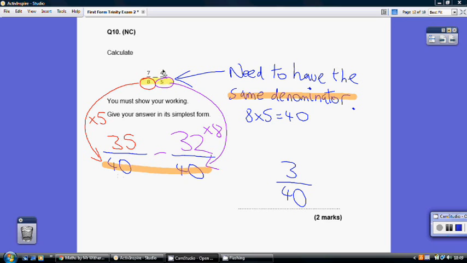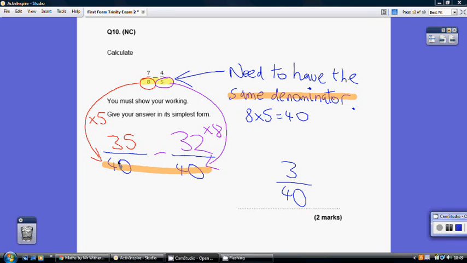Now moving on to the 4/5, same idea. We want it to be over 40. How do we turn the 5 into being over 40? We multiply it by 8. So we must, to keep it unchanged, multiply the numerator, the top number, by 8 as well. And 4 8s are 32.